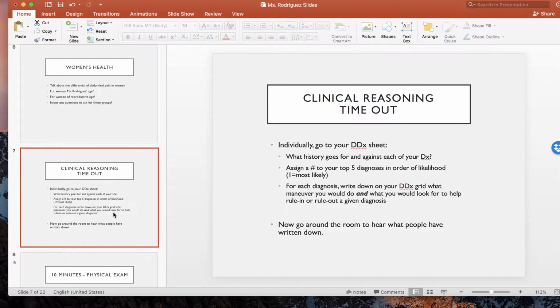And what you want to do here, after you've done all the history taking, is to say, okay, we're done with the history now. Let's pause for a minute. Why don't you individually reorganize your differential? We put up a bunch of possible diagnoses on the board here. Now, individually, I would like each of you to prioritize this list. Tell me what you think is most likely.